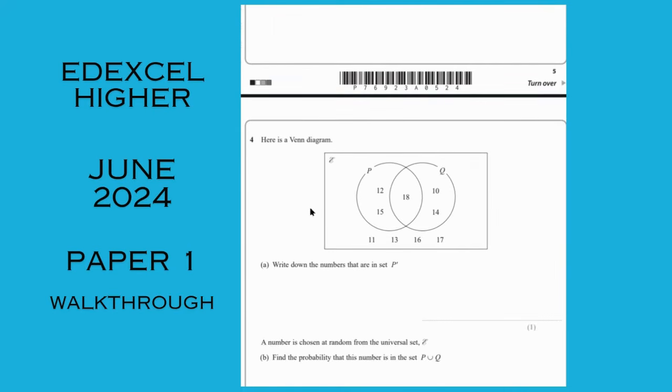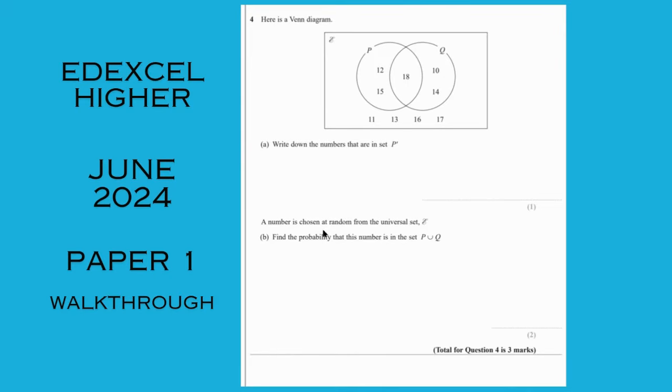On we go to the Venn diagram for question 4. So we've got the complement of P, that means outside of circle P. So that just means don't write down the 12, the 15, and the 18. You can write them in order. I'm not a fan, just in case I miss any out. Don't like to cross them out in case they're used for a later part.